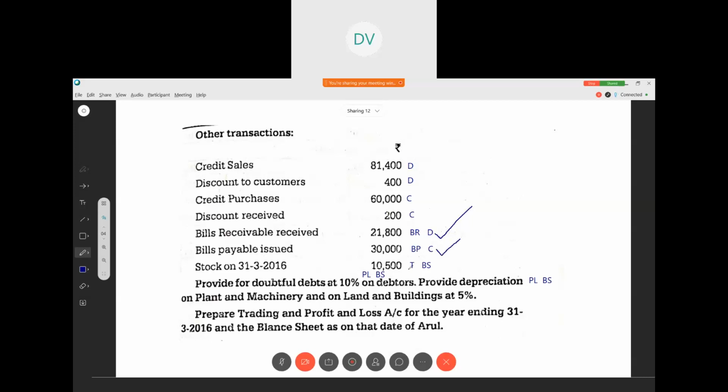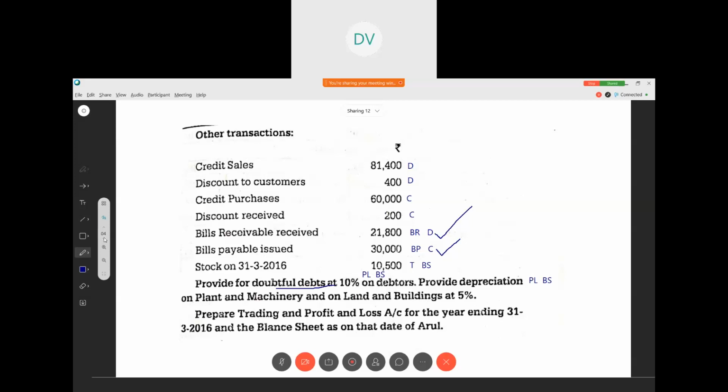Then closing stock they have given. Provide for doubtful debts at 10% on debtors. So there is provision for doubtful debts. Okay, they have given 10%. So it will appear in both profit and loss account as well as balance sheet. Provide depreciation on plant and machinery and on land and building at 5%. So it will appear on profit and loss account and balance sheet, both depreciation. Prepare trading and profit and loss account for the year ending 31st March 2016 and the balance sheet as on that date of Arul.